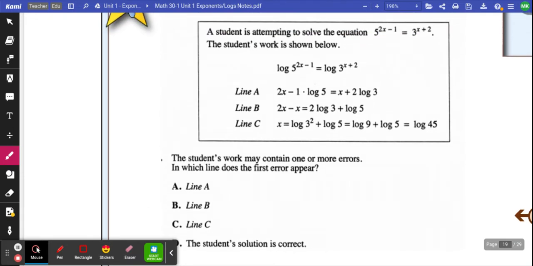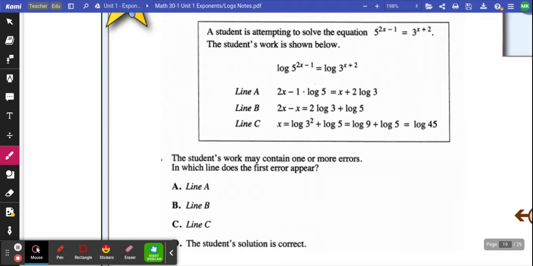We'll do this one quickly. So the student is attempting to solve the equation. The student's work is shown below. You have to decide where the error is. Looking at that work, they've already done the first step, and they're saying the first step's correct. So if you think that's wrong, it's not wrong. They didn't even give that as an option of what's wrong. So this is good. They've logged both sides.